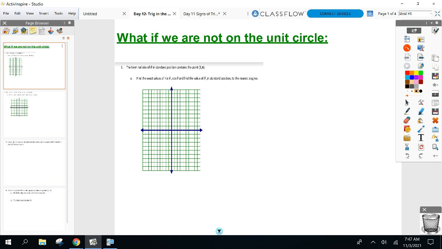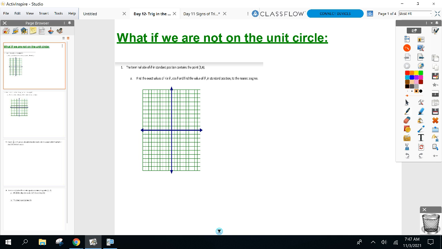All right, so here we go. Let's see how this goes, because we're going to have a little bit of a problem today that you may not like. Problem number one: my terminal side goes through (3, 4).